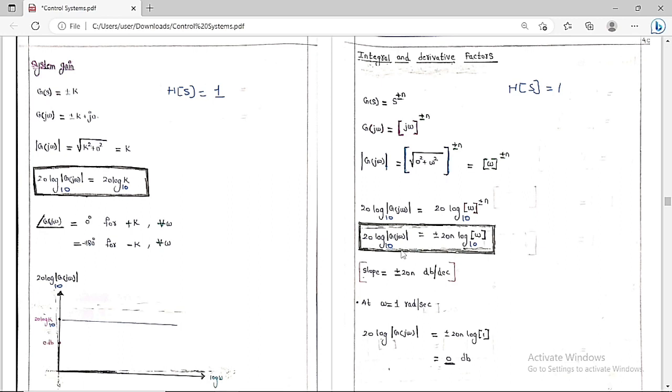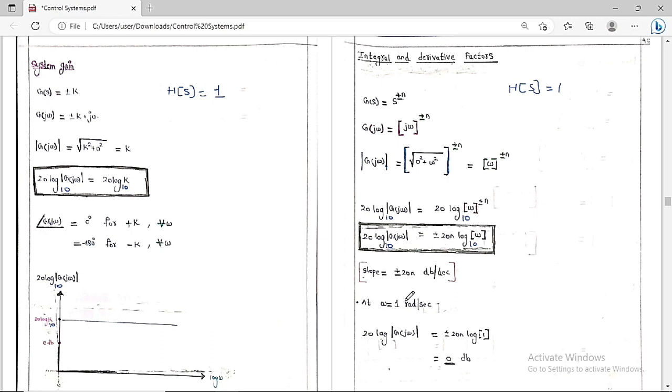So this is about the magnitude plot. This is about the magnitude. So what is the slope? Slope is nothing but this one, which is plus or minus 20n decibels per decade. So this is called the slope. It is equal to plus or minus 20n decibels per decade. The slope is equal to plus or minus 20n decibels per decade.